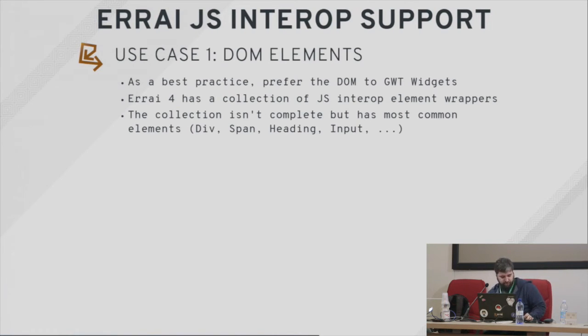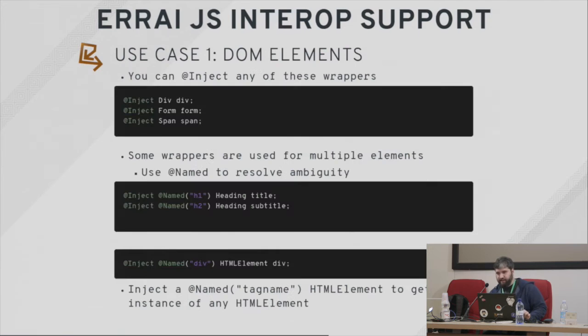I think we all know after a lot of the content yesterday that the new best practice in building GWT apps is to try and avoid using GWT widgets and to work more directly with the DOM. Errai 4 provides a collection of JS interop element wrappers and also wrappers for the DOM's event API that help you do this. This isn't a complete collection per se, so it's not like Elemental where we've just generated things from the DOM API. But it's designed in a way that is very easily extended, so you can add elements as you need them to fit your use case.